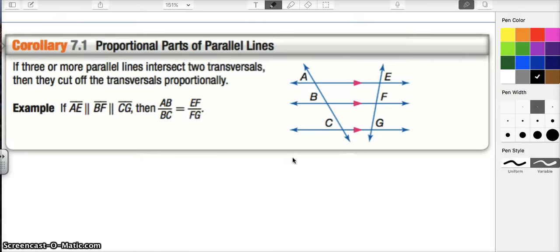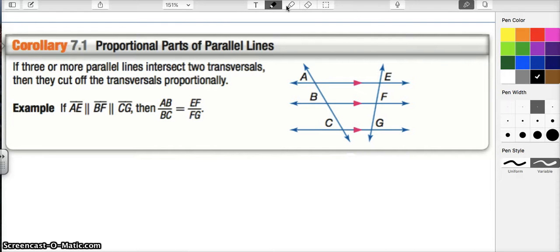We have a pretty cool corollary that comes from the theorems we just talked about, proportional parts of parallel lines. If three or more parallel lines are intersected by two transversals, then they cut the transversals proportionally. It's almost as if we had a triangle here, and remember how the sides are cut proportionally? Well, we don't even need a triangle. What we really need is to have lines that are parallel. So if you've got three or more parallel lines and two transversals cutting them, those transversals will be cut proportionally.